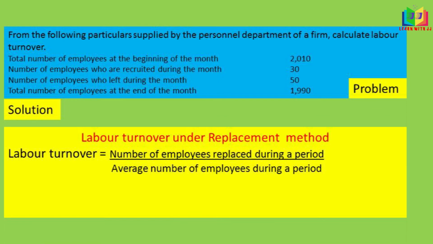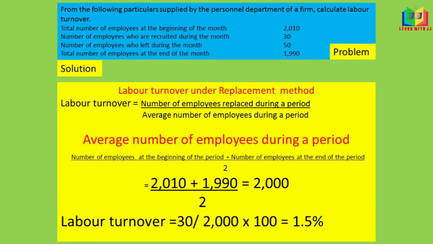Now we can calculate the labor turnover under replacement method. For that, the formula is number of employees replaced during a period divided by average number of employees during a period. Here, the number of employees replaced, that is the number of employees who are recruited during the month, is the number of employees replaced during the period. So we can take that 30 here, and we already know the average number of employees during a period, that is 2000. If we substitute in that formula, we'll get labor turnover 30 divided by 2000, it's 1.5%.